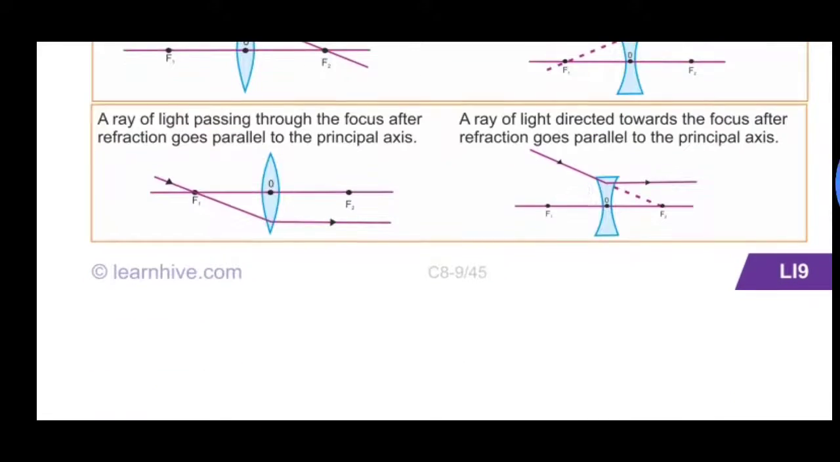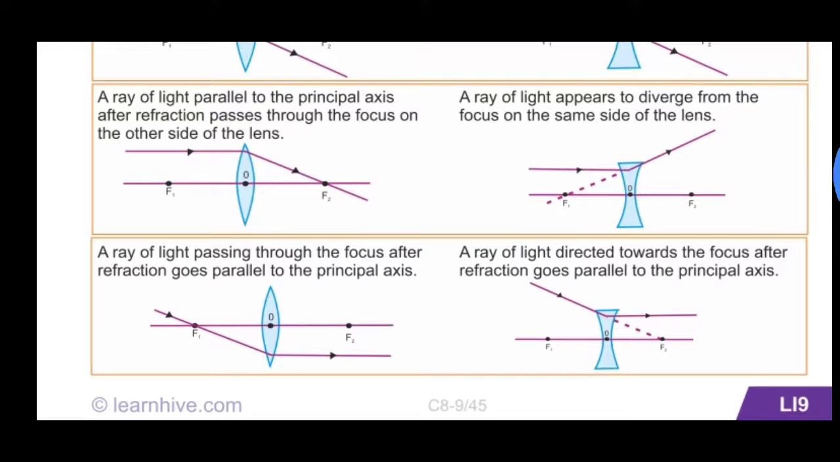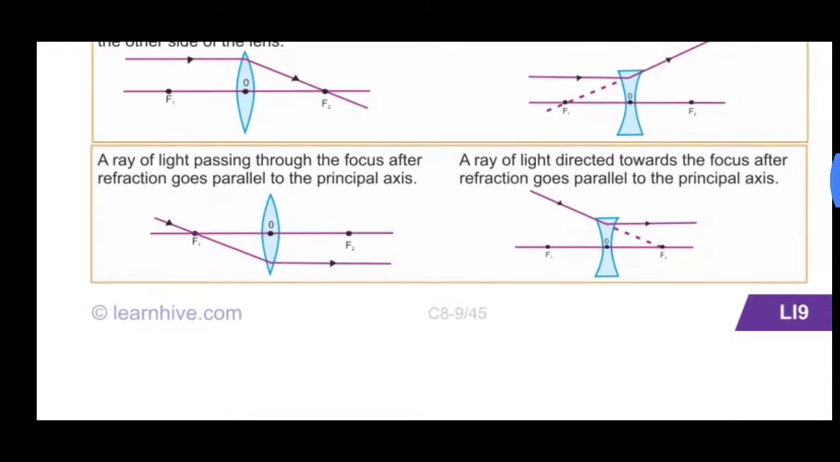Third, a ray of light passing through the focus becomes parallel to the principal axis after refraction, the opposite of the second one. Here we don't have the pole rule, because we are not considering a pole, and the angle of incidence is not equal to the angle of reflection. Reflection is not happening at all. So that's why the fourth condition is not applicable here.